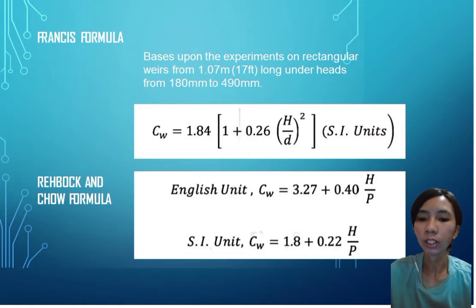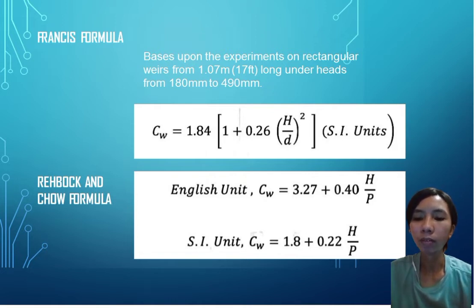Now we have the Francis formula, which is C_W equals 1.84 multiplied by 1 plus 0.26 multiplied by (H over D) squared. That will be our SI unit. Now we also have the Rehbock and Chow formula. In English unit, we have C_W equals 3.27 plus 0.40 H over P, while in our SI unit, we have C_W equals 1.8 plus 0.22 H over P.